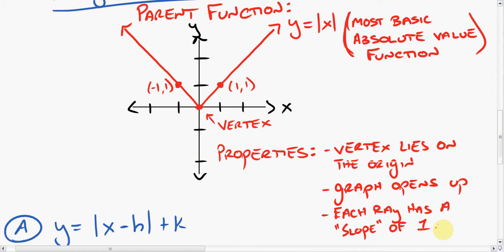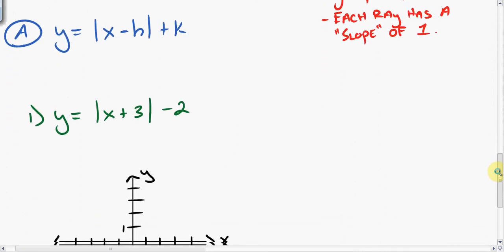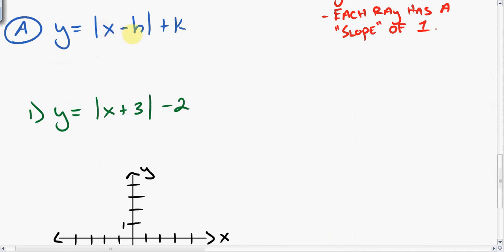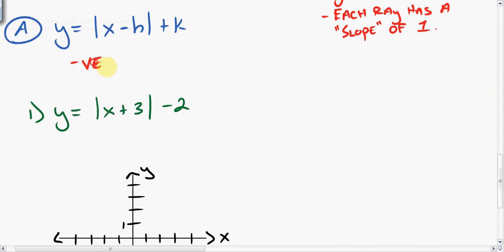All right, we're just going to do one form in this video, and then you'll see the rest in the next. So the form that we're going to look at takes the form y equals the absolute value of x minus h plus k. And the vertex is easily found by looking at this form. The vertex is going to be h comma k.